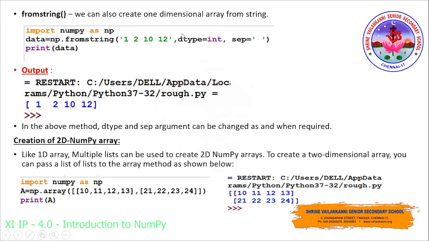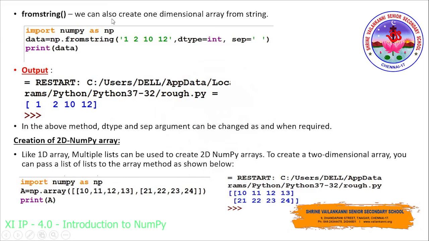I have passed it as a string, followed by dtype equal to int, where dtype is a parameter, and sep is a parameter which I have used in this method fromstring. So the data type I have given as int and the separator I have given as space. I have not provided any comma. So this represents the space between the quotes I have given. I have given empty quotes, which means the space will be provided between these elements. So if you print this particular variable, what happens here is the string will be printed as an array, right?